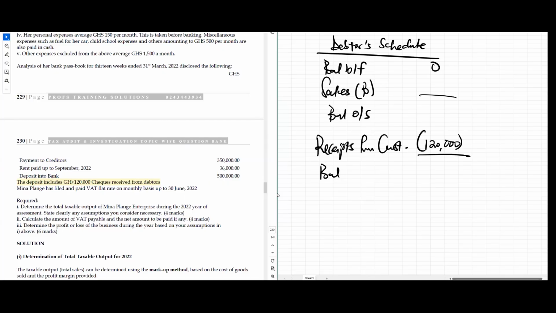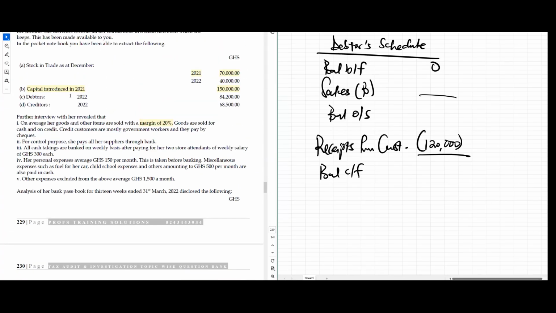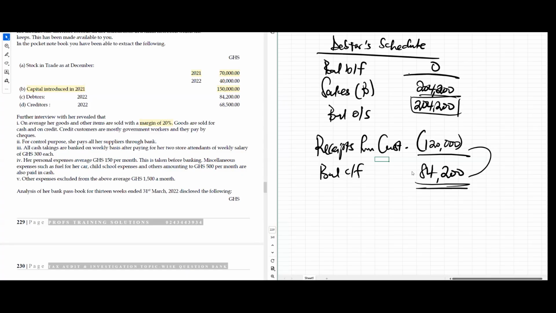what is the balance carried forward now? The debtors account in 2022. 84,200, right? 84,200. Debtors 2022. So 84,200. So can we work back and get the sales? Yes, we can. So in that case, I can say add this back to this. Then that's the only one. So that gives us what? 204,200. So 0 plus 204,200 is still 204,200. So we've established our sales.